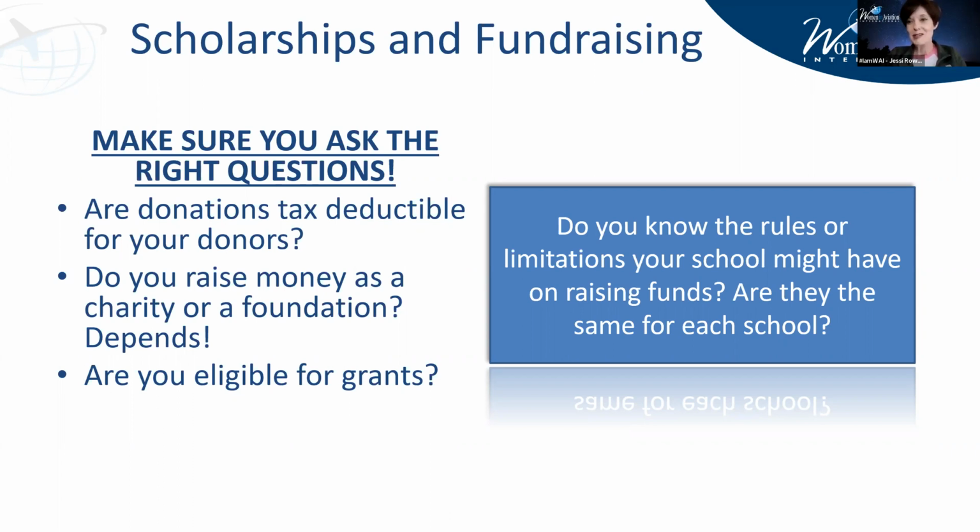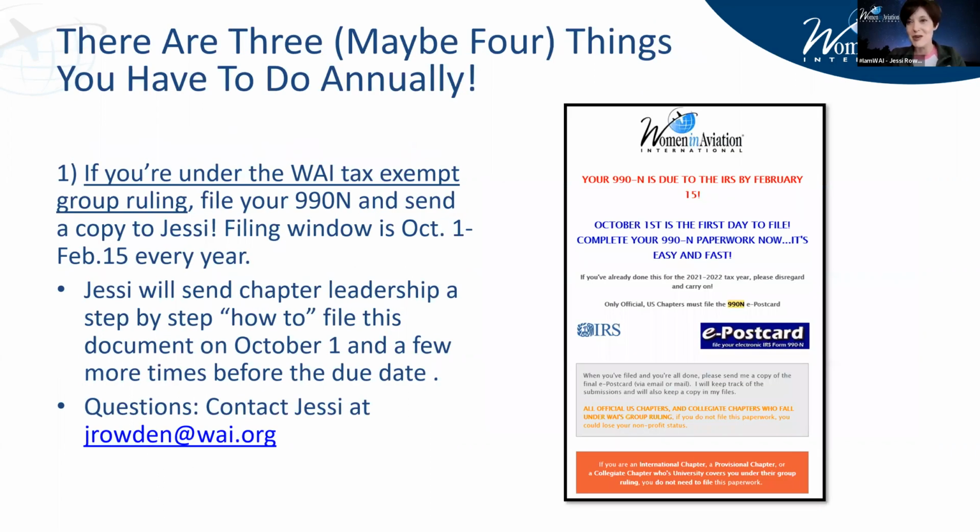So now on to some of that boring housekeeping stuff that we have to do as an organization. As a student chapter, there are 3, maybe 4 things that we have to do annually. The first thing is if you are under the WAI tax exempt group ruling, we have to file our 990N and send a copy to myself. The filing window for this is October 1st through February 15th of each year. I will send your chapter leadership how to file this document on October 1st and several more times throughout the year before the filing due date.